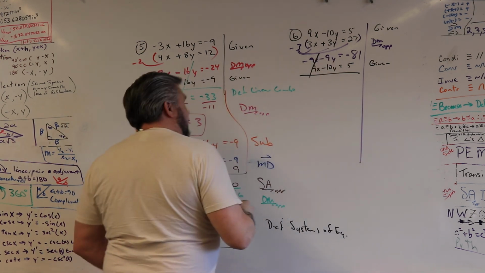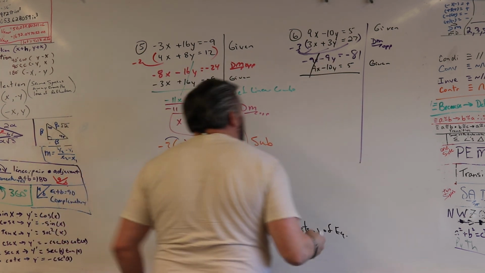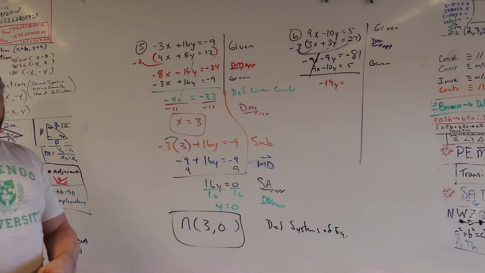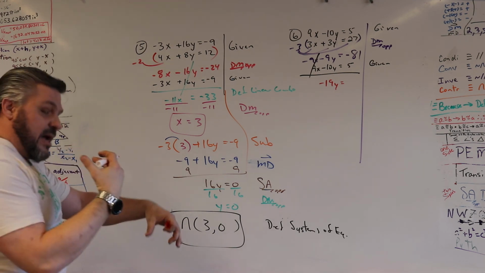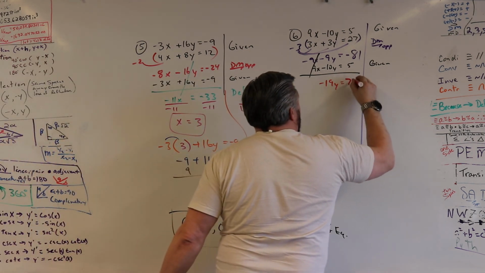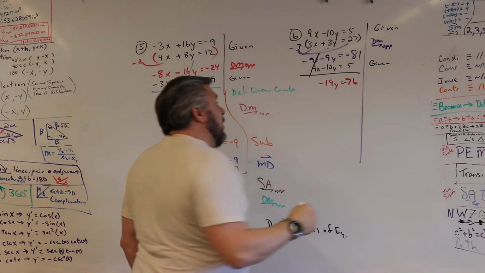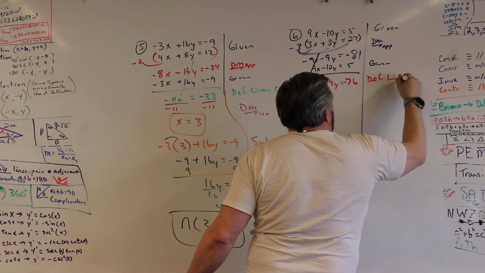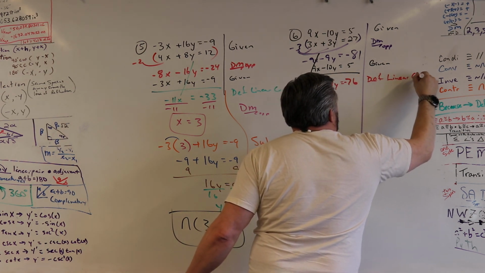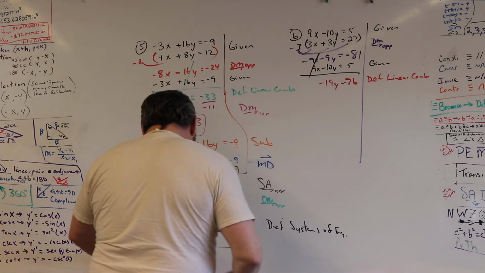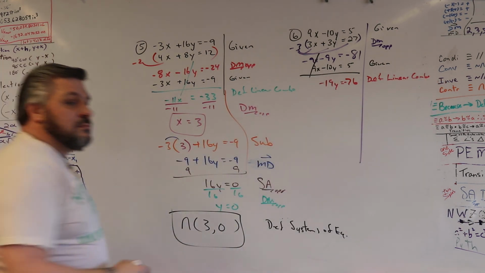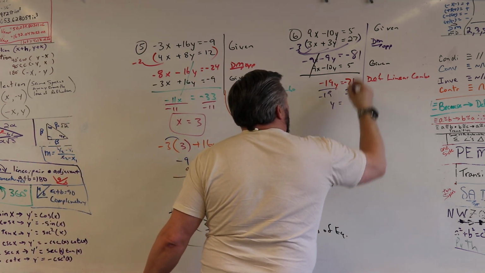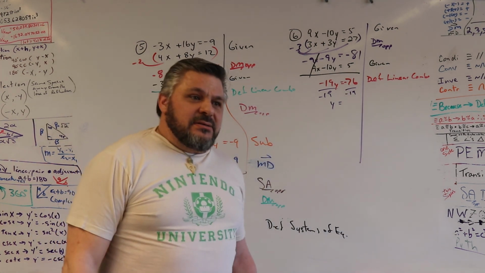These cancel. What do I get? I get negative 19y equals, well, what's negative 81 plus 5? So it's actually taking it away, right? Negative 76. Good job. Okay? So that's the definition of linear combo, right? Alright, then what? Divide by negative 19, right? And we pray that 19 goes into 76.